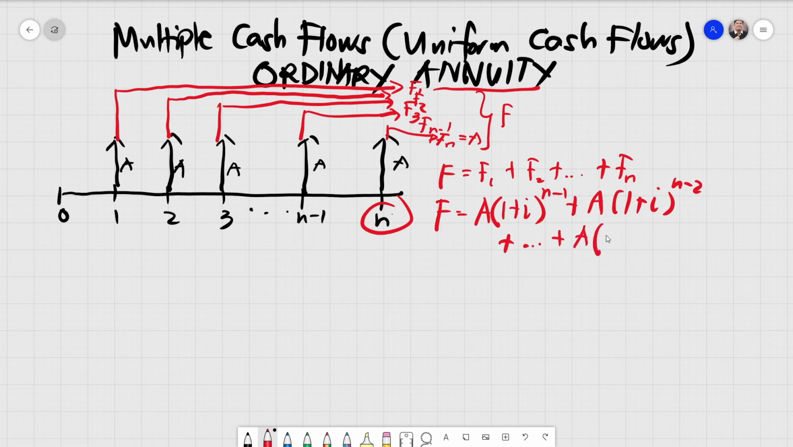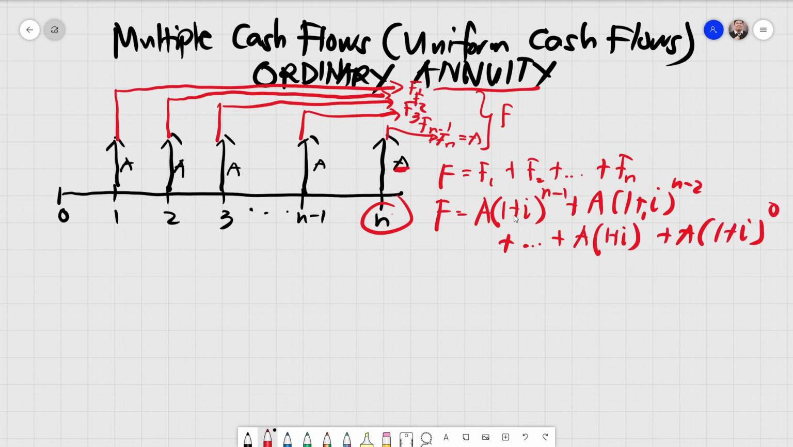So, in this case, this is 1 plus i. Ilang period ba from n-1 to n? Di ba, isa lang naman. So, this is raised to 1. And lastly, A times 1 plus i raised to 0. So, ito yung last term na yan.